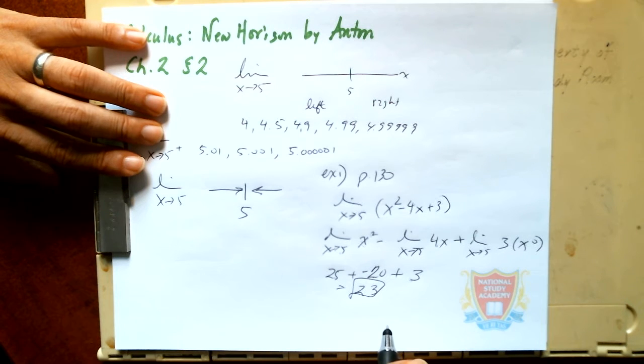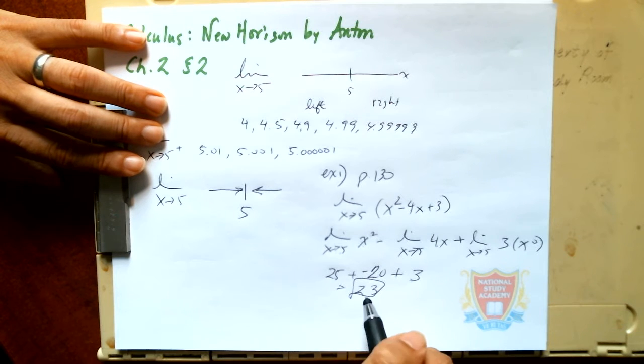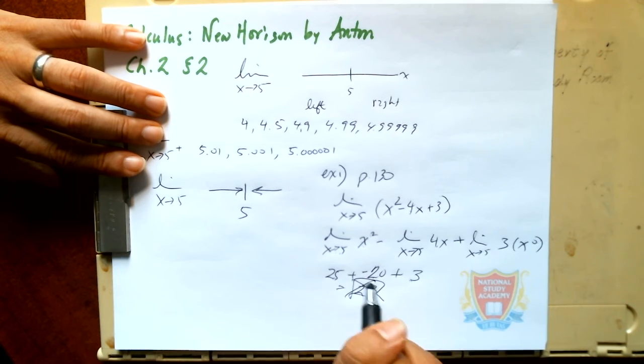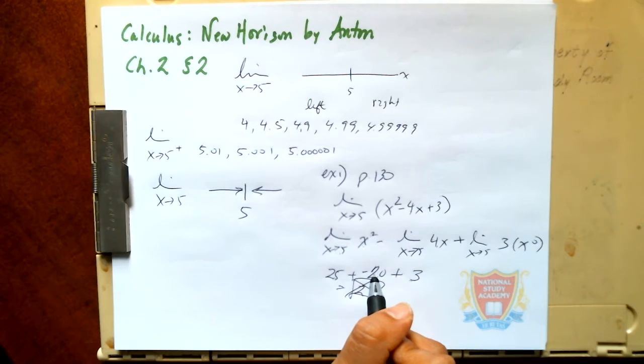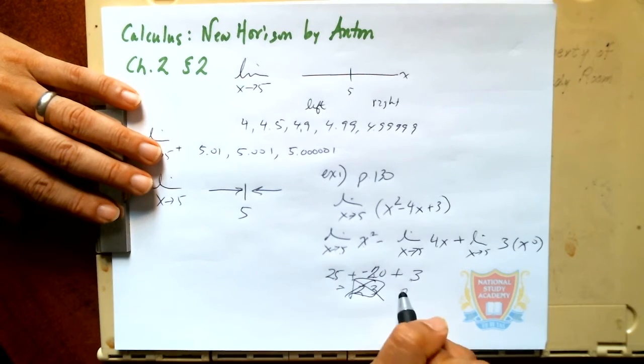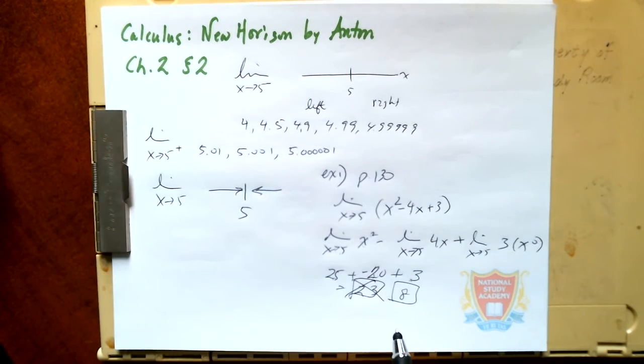Let me see if that makes sense or not. 25, oh, sorry, I messed up there. 25 minus 20 is 5, plus 3 is 8. The answer in the book doesn't match up quite well. Whatever. So here we go.